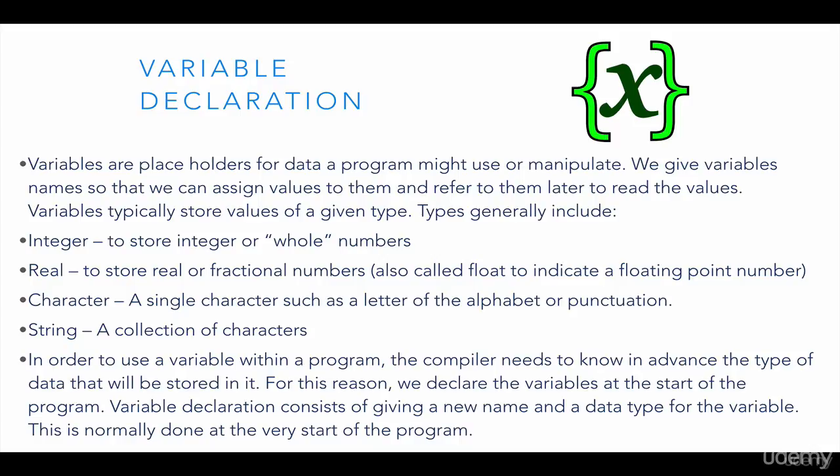Types generally include integer to store integer or whole numbers, real to store real or fractional numbers. Actually, in Java, we call them float to indicate a floating point number. For example, assume that we want to assign a fractional value to our variable. We should give that specific variable a float type or a double type, which I am going to talk about more later in the course, and what's the difference between a float variable and a double variable.